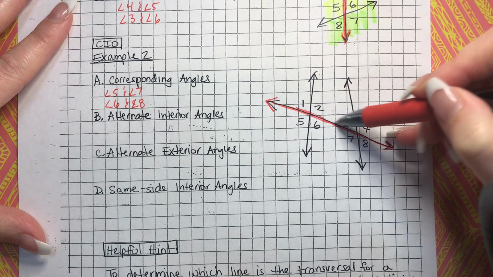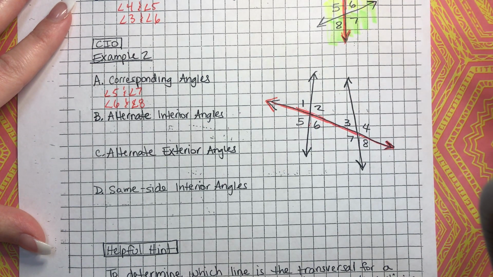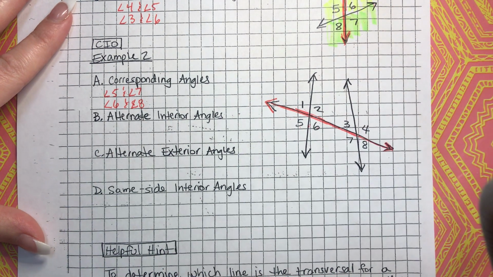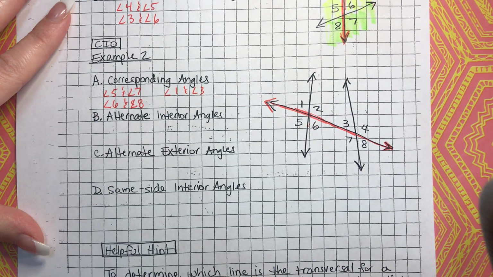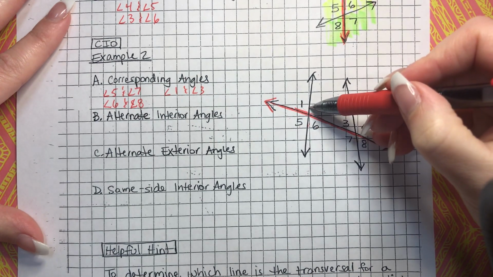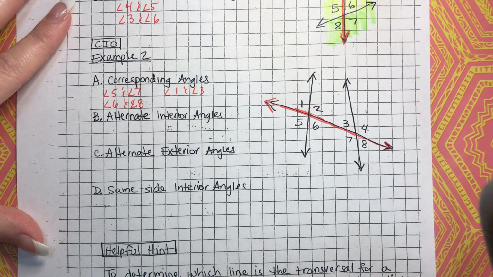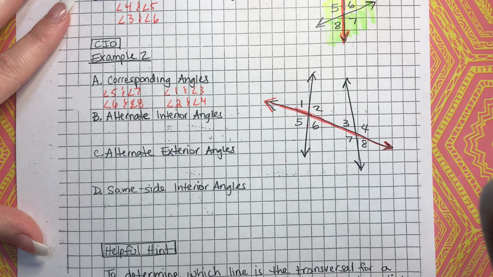And then I'm going to look at this side of the transversal, 1, 2, 3, 4, and identify the corresponding angles here. So the left side of this line would be 1, the left side of this line would be 3. So angle 1 and angle 3 are corresponding. And then the right side of this line would be 2, the right side of this one would be 4. So angles 2 and 4 are corresponding angles.